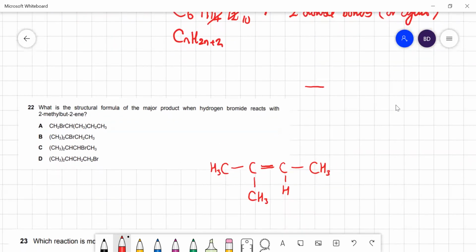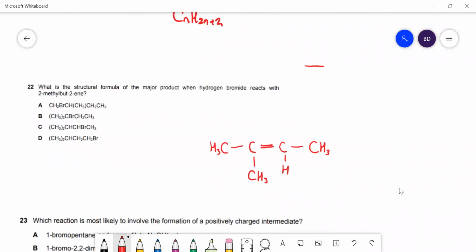Okay, right. What is the structural formula of the major product when hydrogen bromide reacts with 2-methyl-butene? I've drawn 2-methyl-butene here in red. Now, when hydrogen bromide reacts with it, we're going to stick an H on one carbon and a Br on the other one. For the major product, the H sticks on there, because that means you're going to get a tertiary carbocation as the intermediate, and you're going to get the Br sticking on that one.